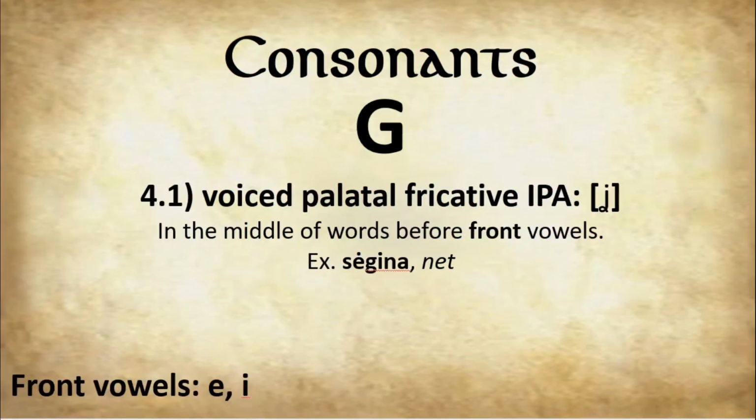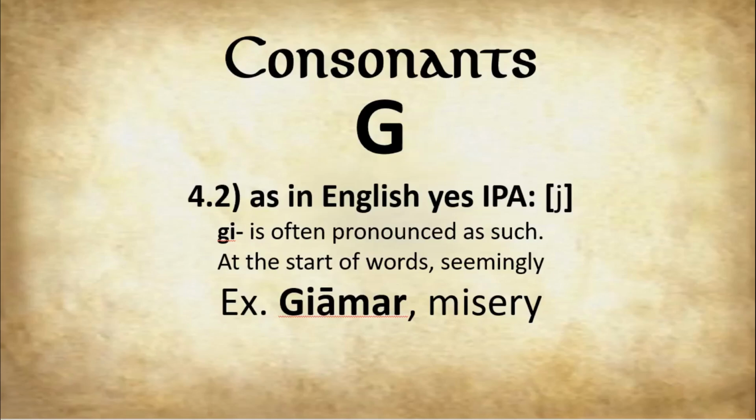Next, G makes a voiced palatal fricative, and it's a sort of weird sound. It's like a ya sound. This occurs in the middle of words before front vowels. And what are front vowels within the context of Old Saxon? It's E and I. So we have seyena, net. For this G, it is as in English yes, so a y sound. This is the case of the GI prefix, as Holthausen says that it's often pronounced as such, so a y sound. This occurs at the start of words. So we have here yamar, misery.